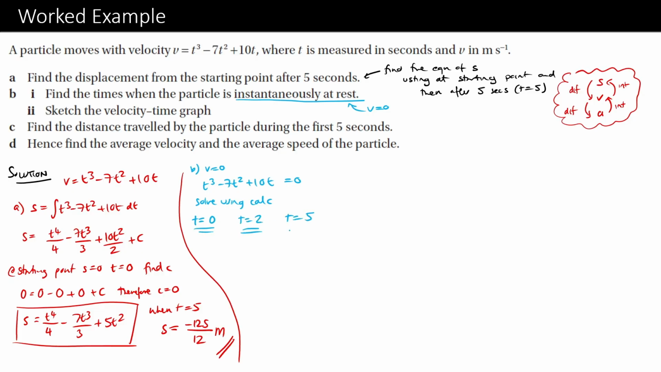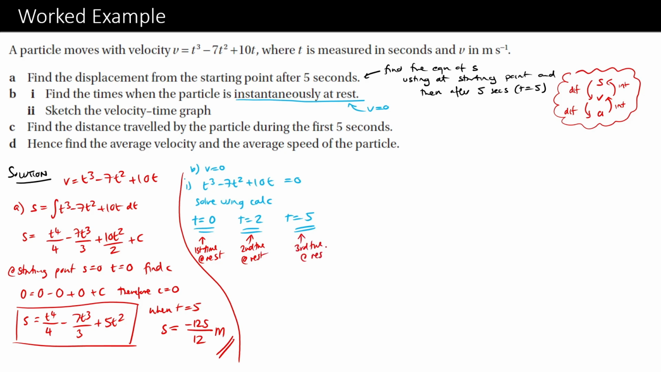So there is my answer for part BI. Now, just as a little bonus, it's worth making sure that we've got 3 values, which is what we expect because we end up with a cubic equation, and the maximum number of roots a cubic equation can have is 3. This first value of t is the first time that the particle is at rest. This second one is the second time it's at rest, and the 5 is the third time that it's at rest.